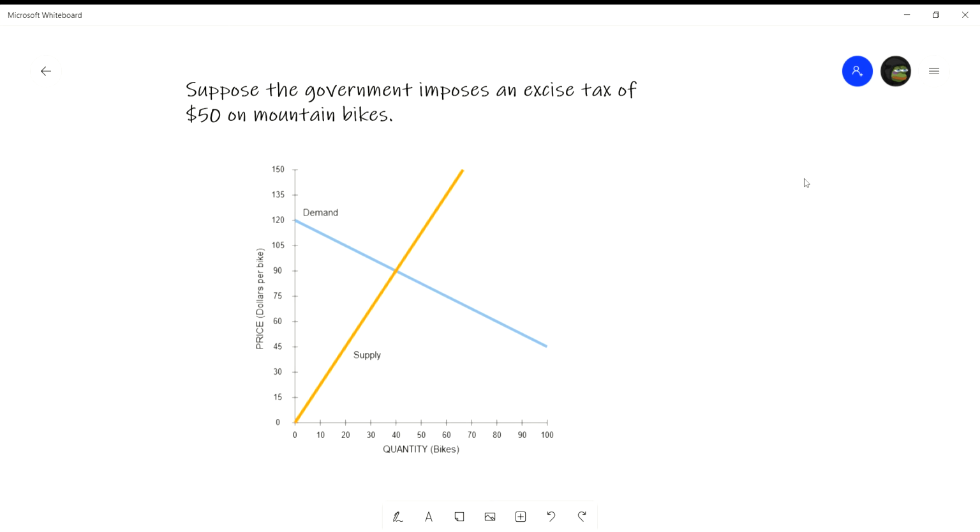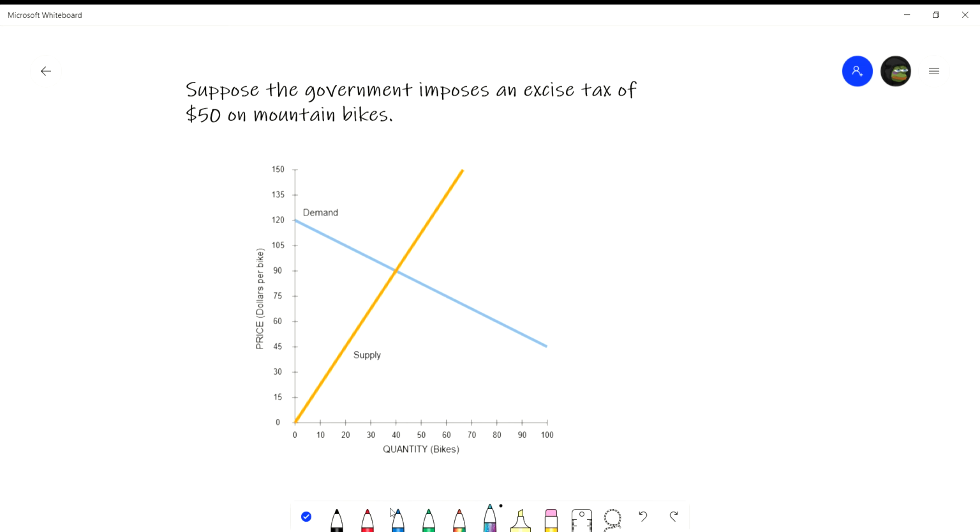Okay, we're going to talk about tax incidence and what it looks like when a tax is imposed, and how that affects tax revenue, deadweight loss, and changes in welfare. So if we look at this graph, we see demand and supply for mountain bikes, quantity versus dollars. And we're going to suppose that the government imposes an excise tax of $50 on mountain bikes.